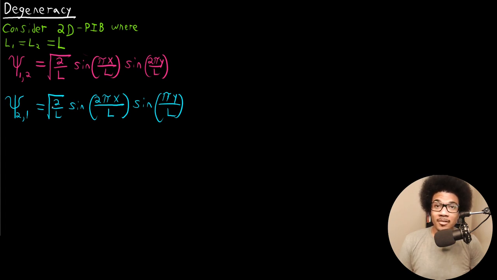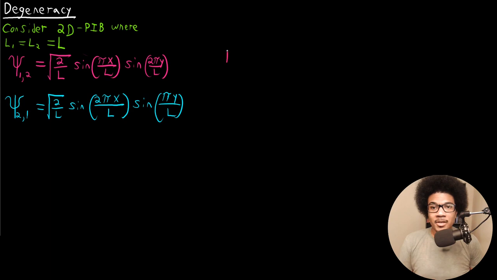Now, you can also imagine another wave function where the first quantum number is 2 and the second quantum number is 1. Then in this case, the sine argument that depends on x is going to have 2 pi over L out front, and the sine argument that depends on y is going to have pi over L out front. Keep in mind, these are two unique, distinct wave functions that have two different forms. They're similar, but they're unique and identifiable. They're different wave functions.